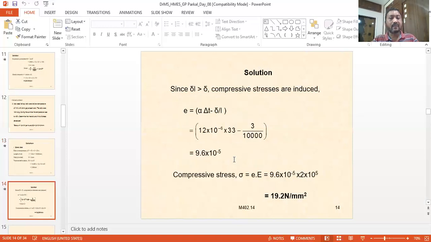And here we know the strain formula: strain is equal to alpha into delta T minus delta by L. By substituting the values, we get strain epsilon is equal to 9.6 into 10 power minus 5. That is the value of the strain.